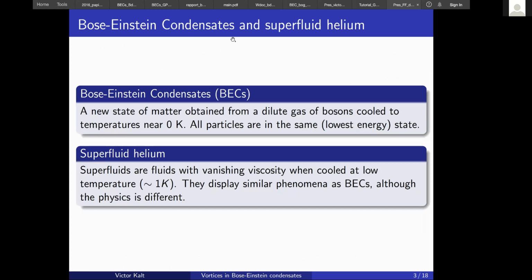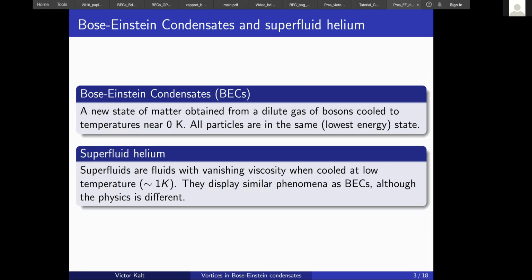So what exactly is a Bose Einstein condensate? It's a new state of matter that's obtained when a dilute gas of bosons, so integer spin particles that are subject to the Bose Einstein statistic, are cooled to temperatures near 0 Kelvin. When this is done, all particles will be in the same quantum state, which is the lowest energy state.